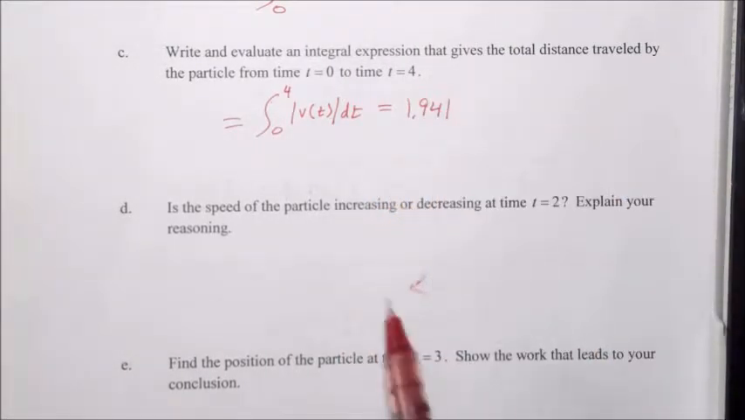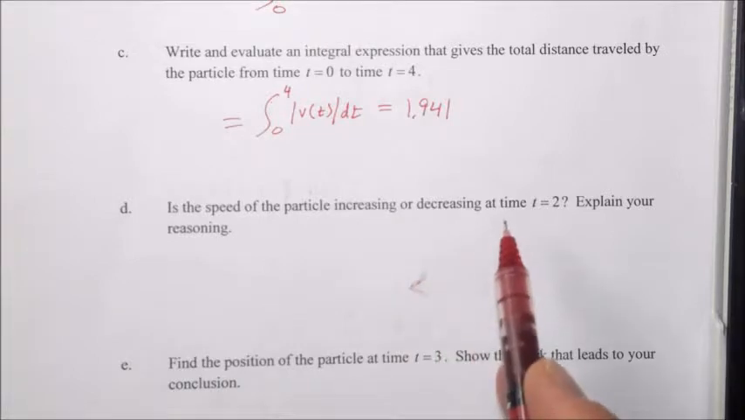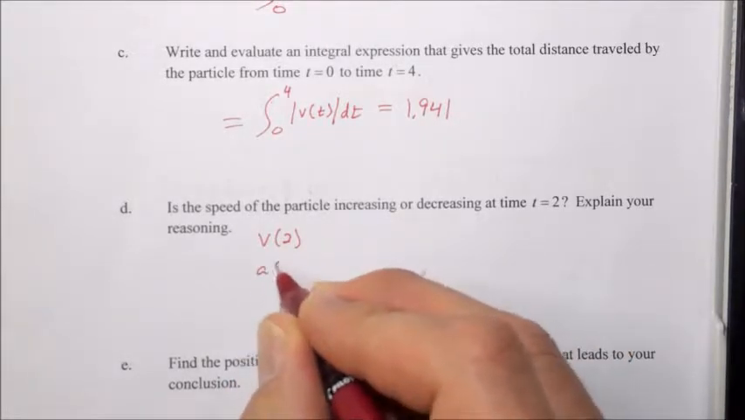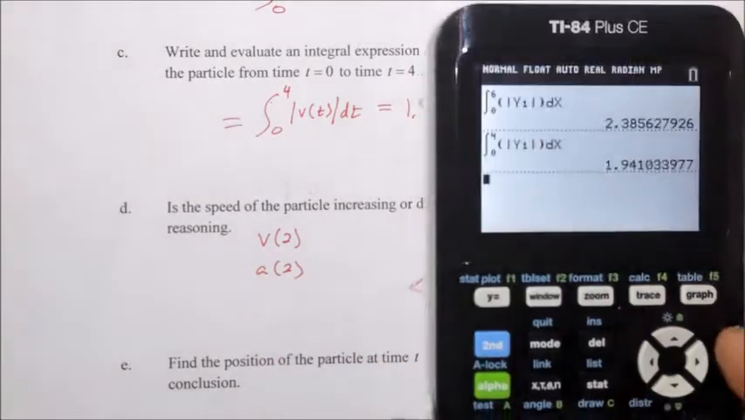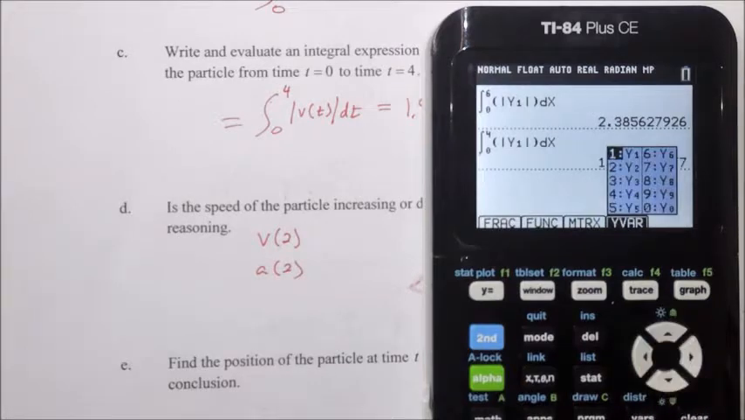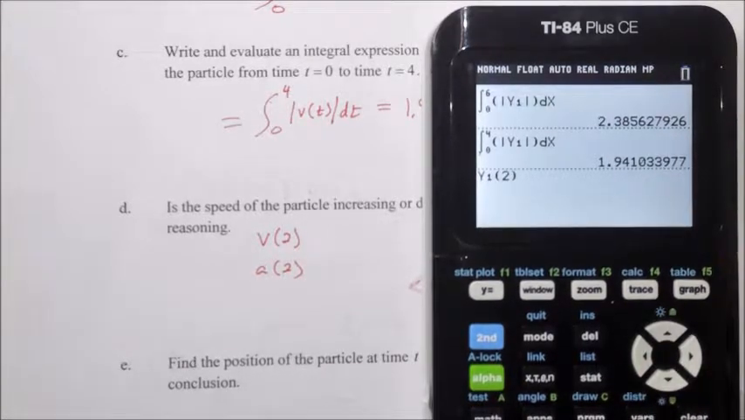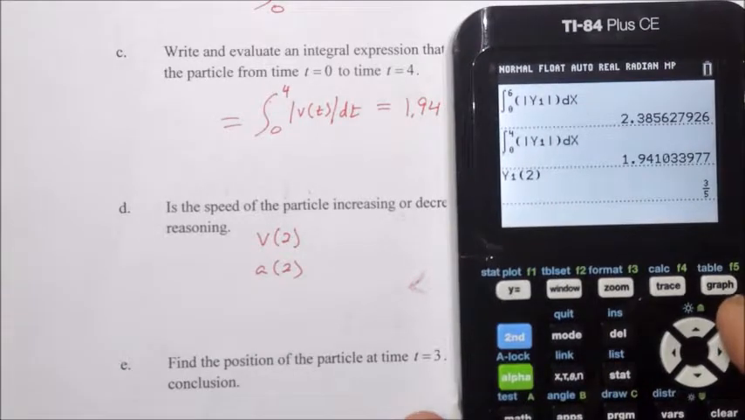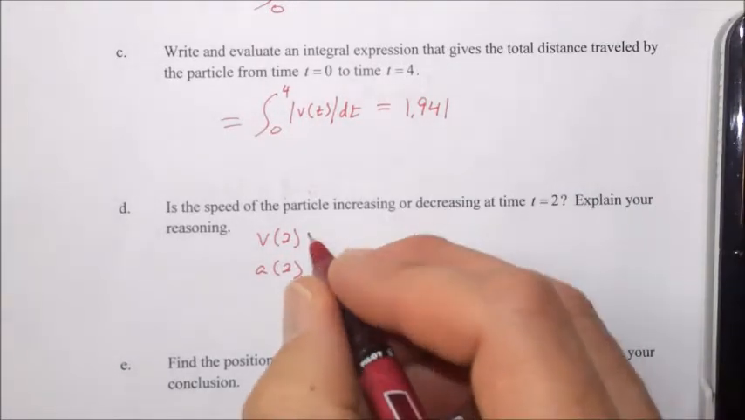Alright, is the speed of the particle increasing or decreasing at time t equals 2? So we need the velocity at time 2, and we need the acceleration at time 2. The velocity graph is our y1, so we evaluate that at t equals 2, and we see 3/5. So the velocity at 2 is definitely positive.